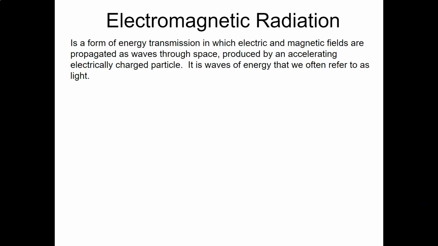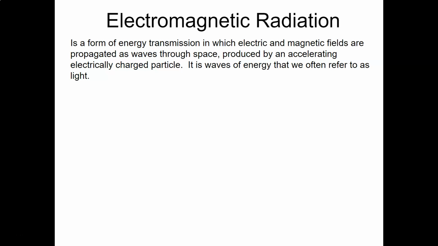So if we start off, we want to review with you what electromagnetic radiation is, because electromagnetic radiation is what has allowed us to learn all about the electron cloud. It is a form of energy transmission in which electric and magnetic fields are propagated as waves through space. So it's energy that behaves like a wave. It's how energy gets transmitted through space. The sun gives off electromagnetic radiation that warms the earth, that gives us light, and so on and so forth.